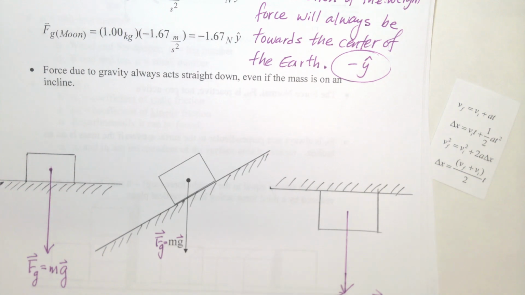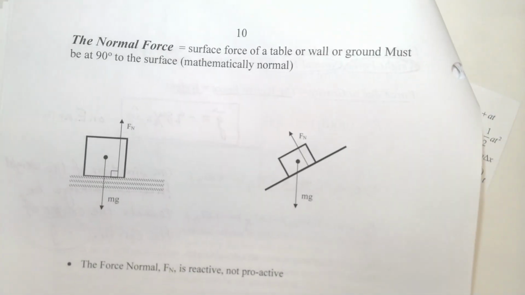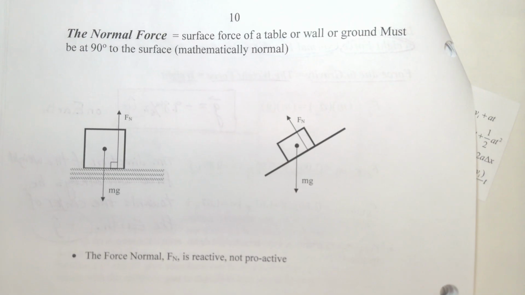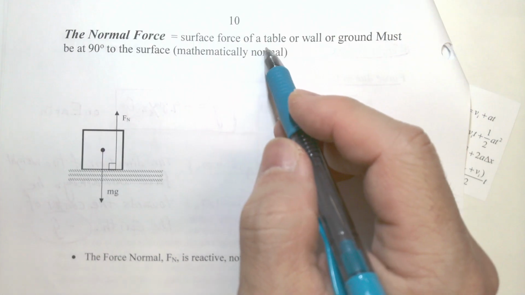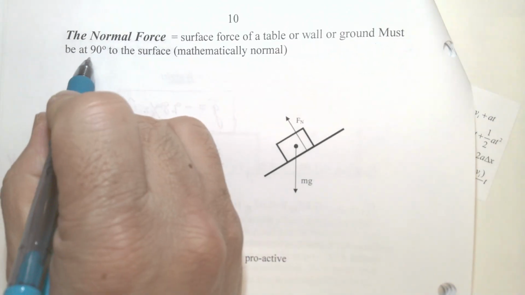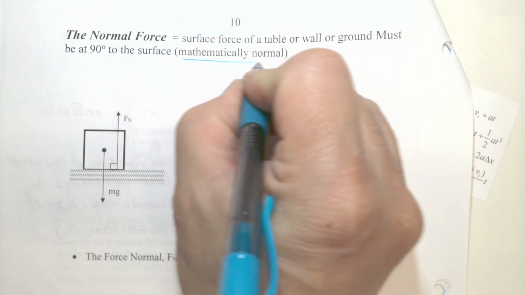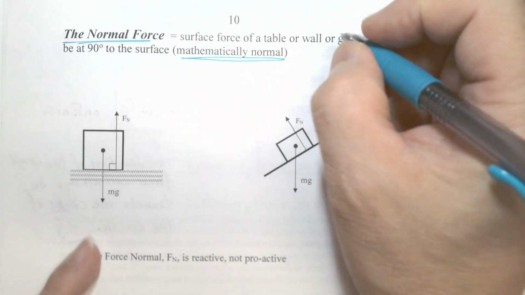The next thing we're going to talk about is the normal force. Okay? The normal force, we sort of brushed by it earlier, but I think it's important to understand what this normal force is. This normal force of a table or wall or ground must be at 90 degrees to the surface. And that means that it is mathematically normal, okay, mathematically normal. So it is perpendicular to the surface, right?